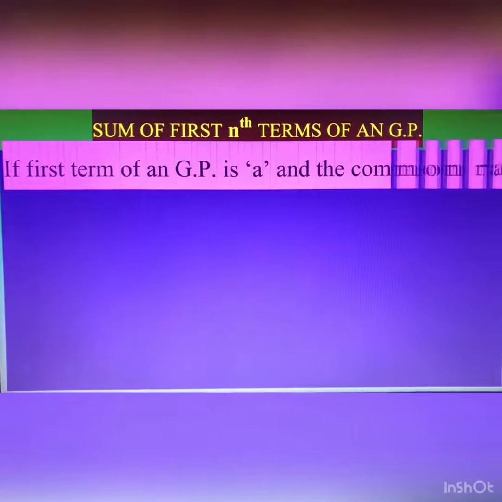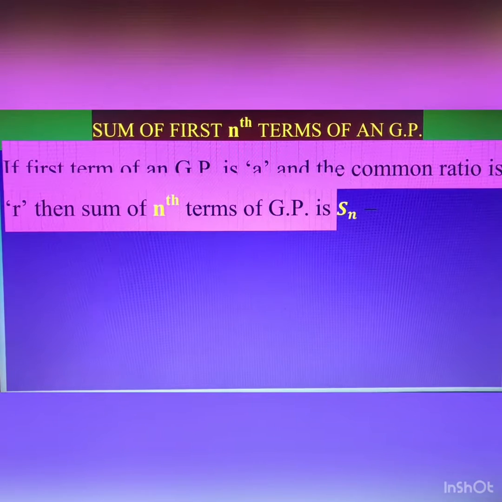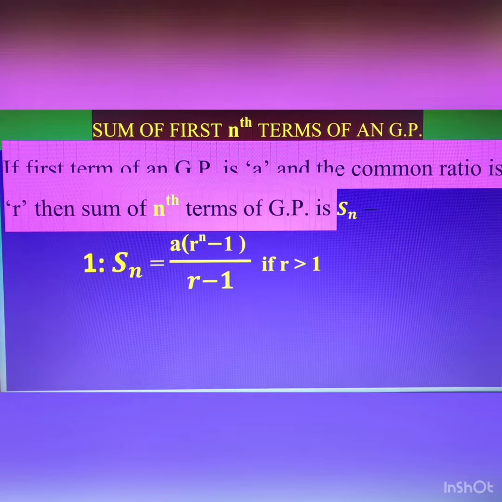So now, the sum of the first n terms of a GP. If the first term of a GP is a and the common ratio is r, then the sum of n terms of the GP is given by Sn. The formula of Sn is a into r raised to the power of n minus 1 divided by r minus 1, if r is greater than 1. So this is the first formula. Here is the condition: if r is greater than 1, then we will find the sum by this formula.